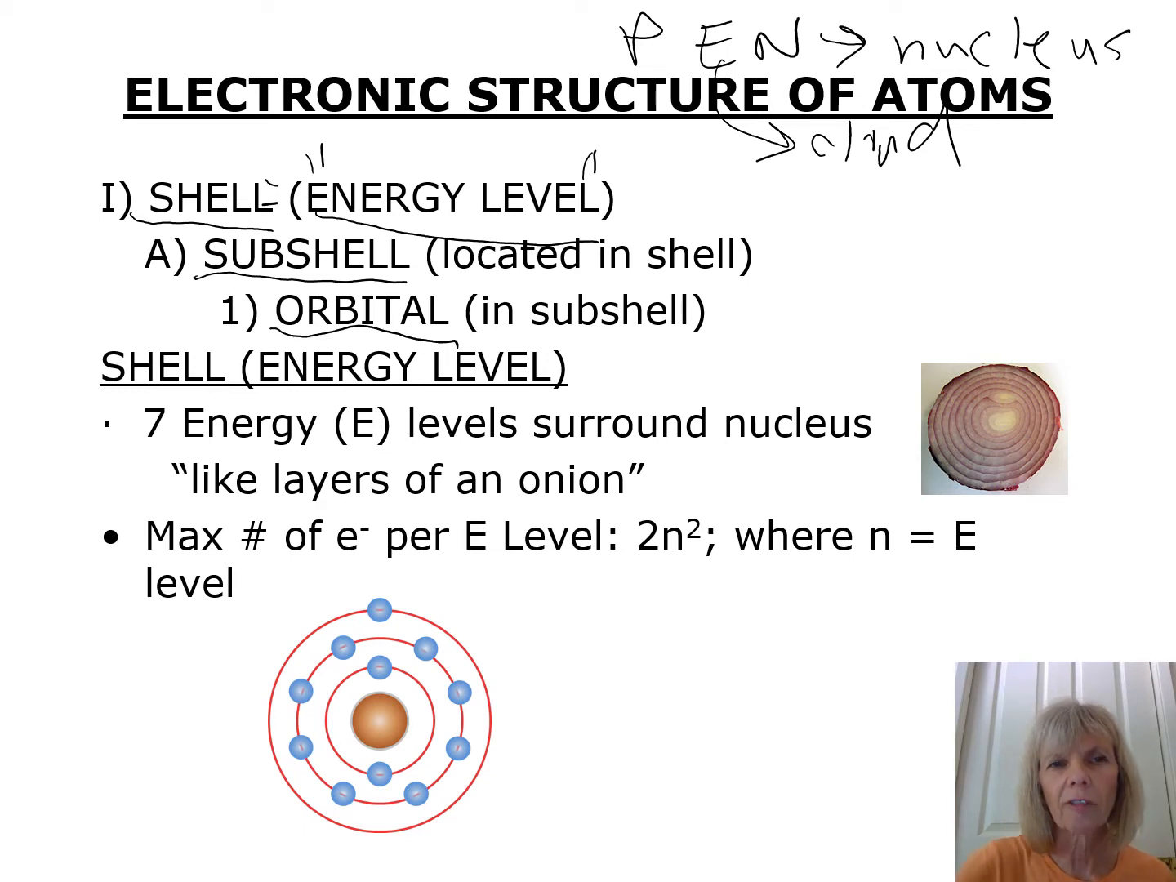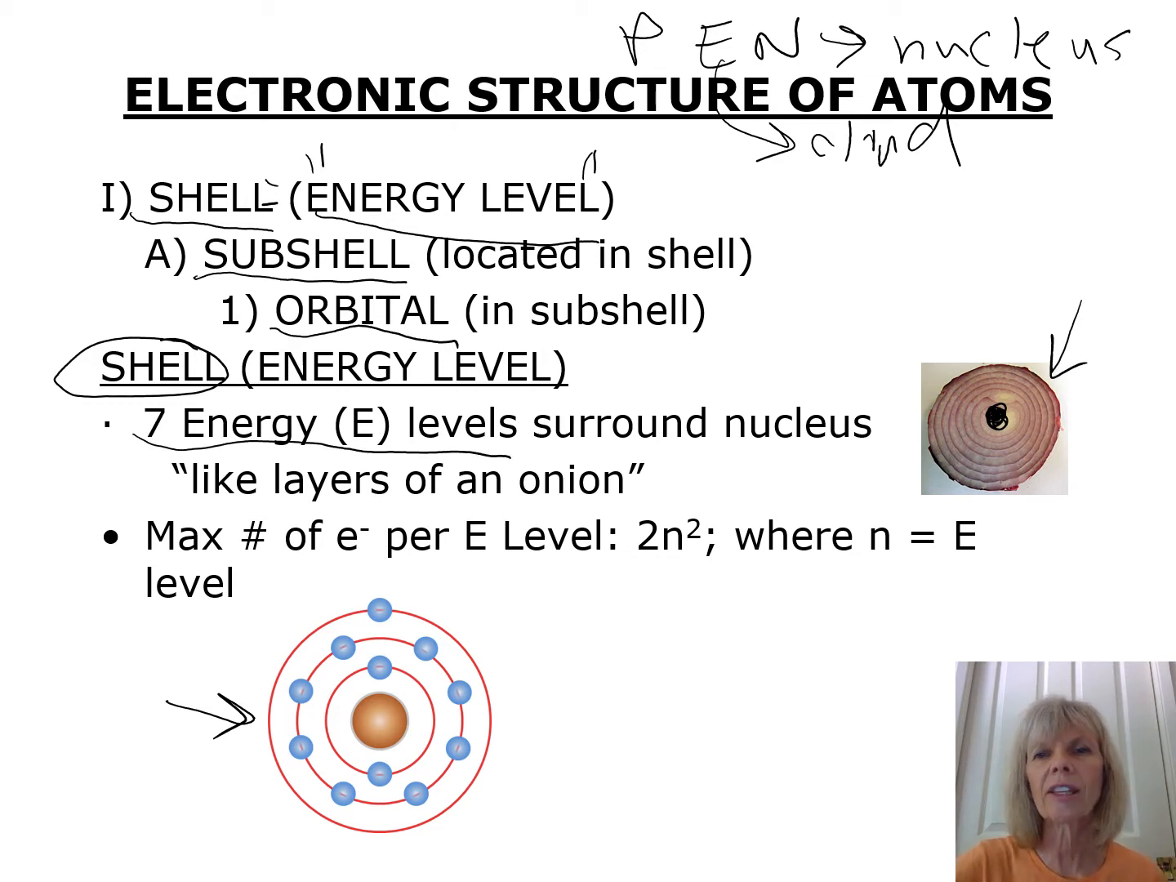So let's talk about first the shell, or the energy level. Let's think about if I have this onion here, and I cut it in half and we see these rings. The center of my onion represents my nucleus, and then I have these rings around it. The total amount of rings we could have in our onion, or our atom, here's my atom down here, are 7 energy levels. Within these energy levels is where we're going to find our electrons. And how many electrons you have in your atom is going to depend on how big it is.